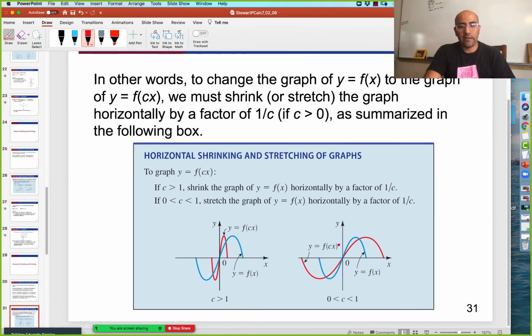On the other hand, if c is a value between 0 and 1, then the original function is in blue, and multiplying the argument of the function by c, where c is between 0 and 1, is going to stretch it out this way. It's going to take it longer to go through its period. Any questions about that?